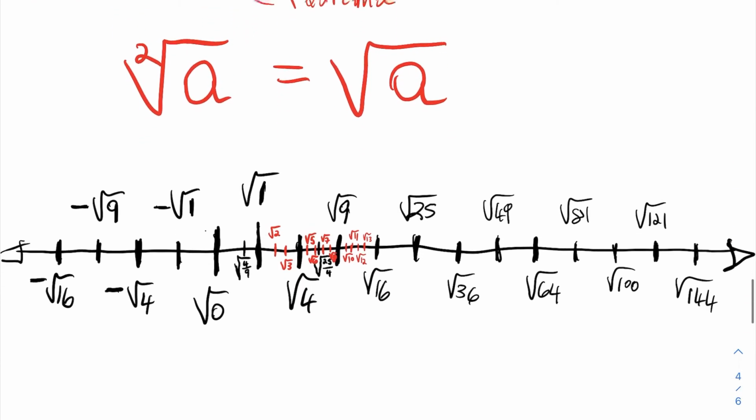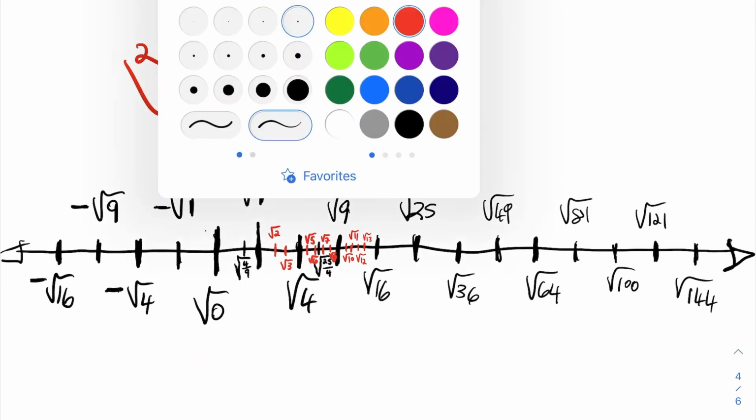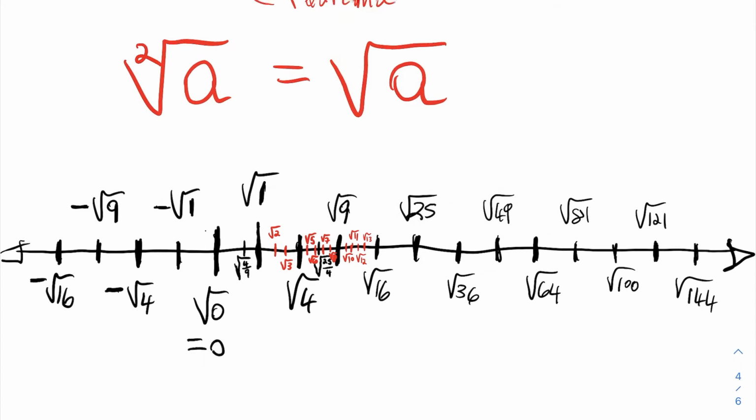On a number line, we have some known square roots. So let's see. We know the square root of 0 is 0. We know the square root of 1 is 1. The square root of 4 we know is 2. The square root of 9 is 3. Square root of 16 is 4. Square root of 25 is 5. Square root of 36 is 6. Square root of 49 is 7.